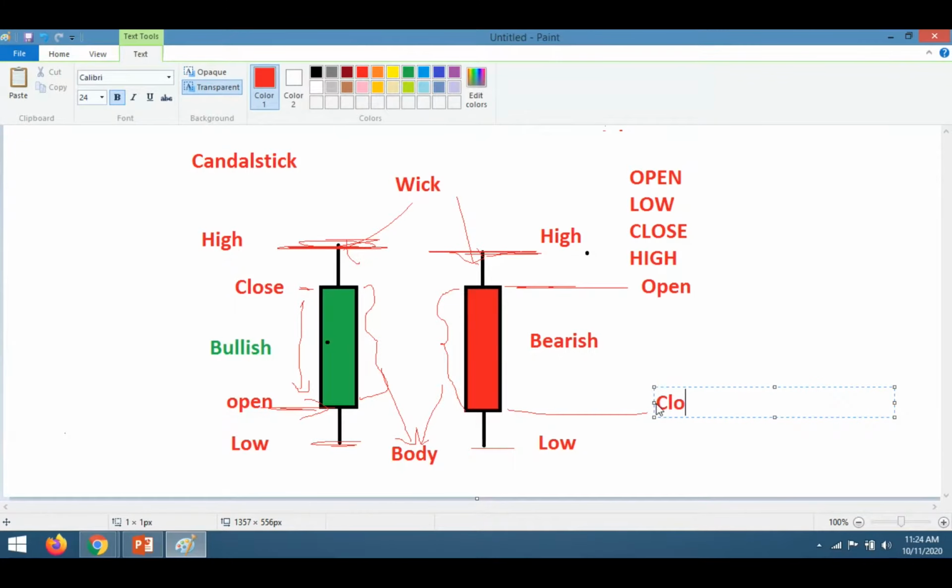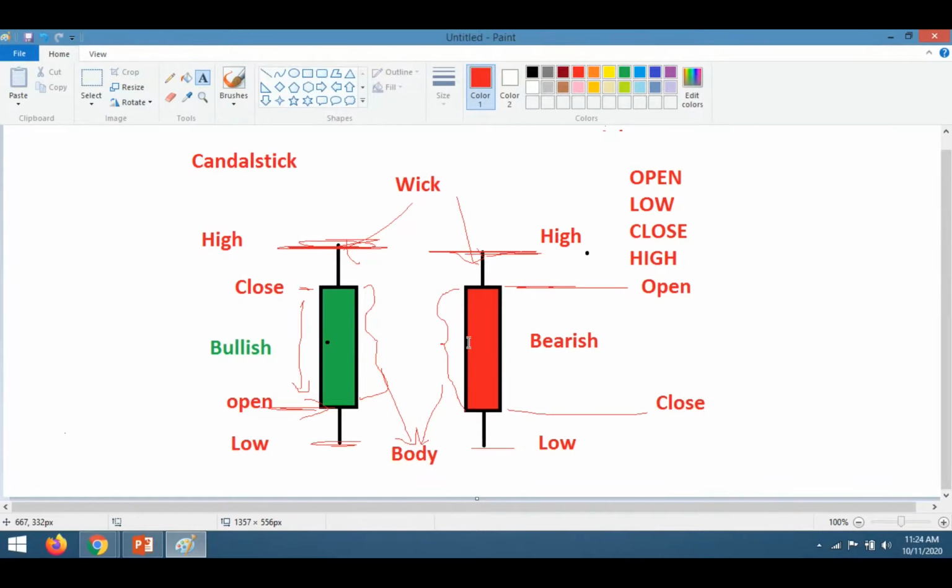Again, same: the gap between open and close is called the body, as I showed you. Hope you understand where the open and close of the bullish candle are and where the open and close of the bearish candle are. High and low are the same for both. If you want, take a snapshot of this and put it in the chat box. You have the clear definition of a candlestick. What is the green candle? What is the red candle? What is the body? What is the wick? What is the open, low, high, close for both?